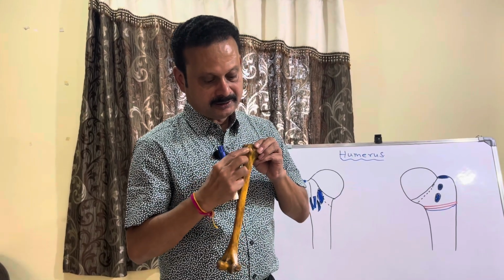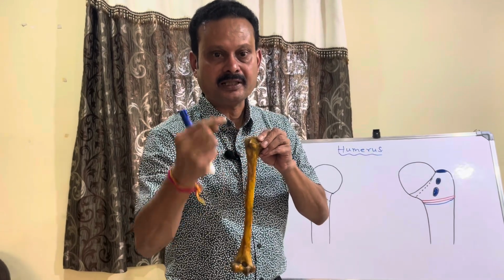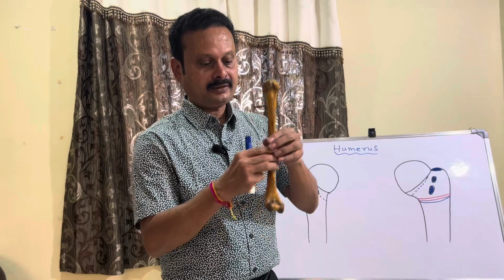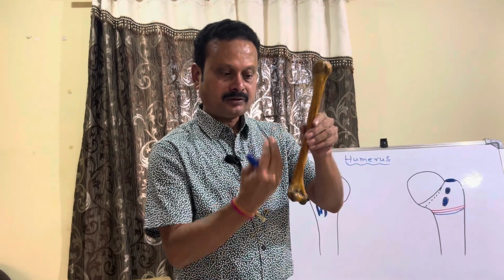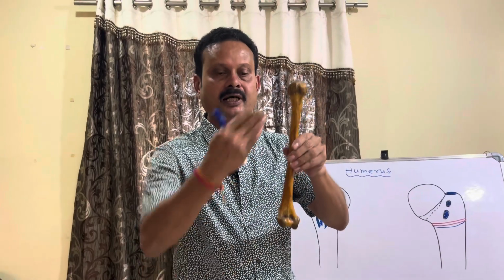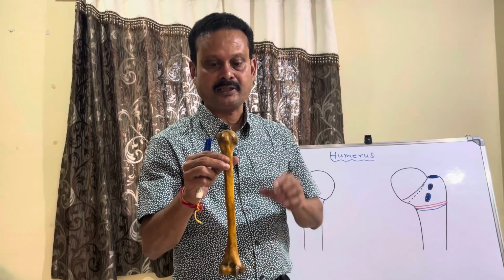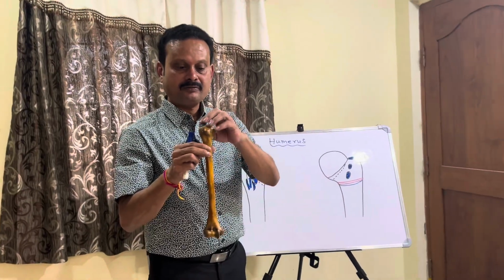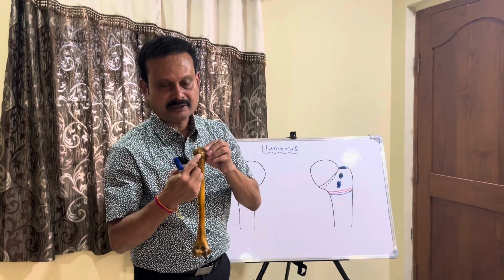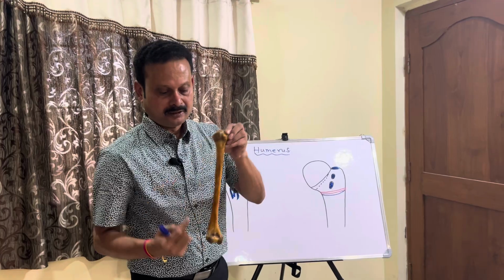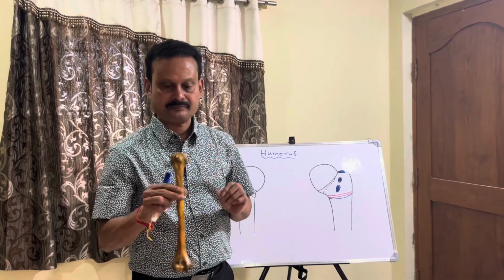Similarly, this is the lesser tubercle. This lesser tubercle should face anteriorly, and this fossa, called the olecranon fossa, should be present posteriorly at the inferior end. With this, I can say that this belongs to the right side. I repeat, the head is present above and is directed upwards, backwards and medially. The lesser tubercle should face anteriorly. The olecranon fossa should be present posteriorly at the inferior end.